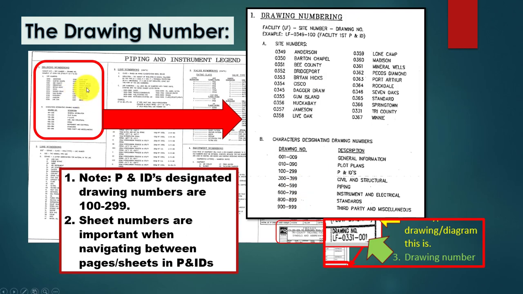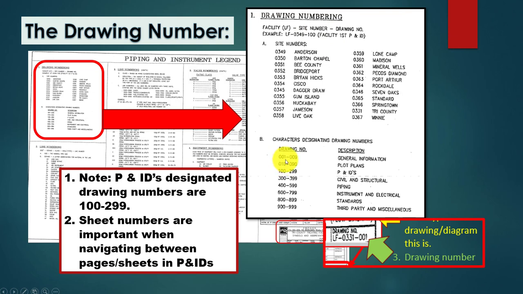After we look at the title block, let's look at the drawing numbering system that you have here. First of all, it tells us that this facility is LF, the site number. So the 0331 for the sheets is the site number here. You can also look for it there. See, 0331 is for Tri-County. So all the Tri-County PDFs and any type of drawing that comes from Tri-County will have this designated number attached to the drawing number. And then, of course, the drawing number is the last thing here.